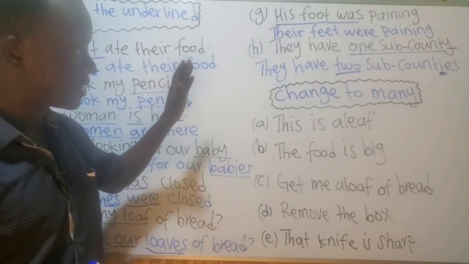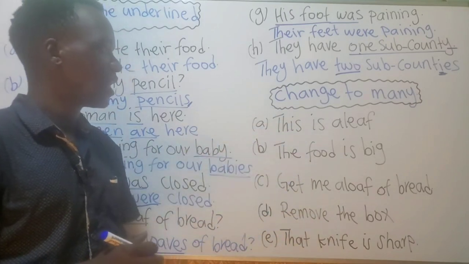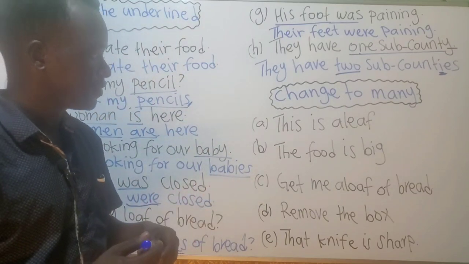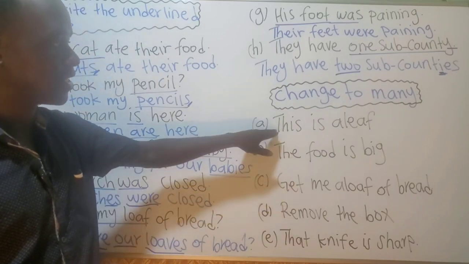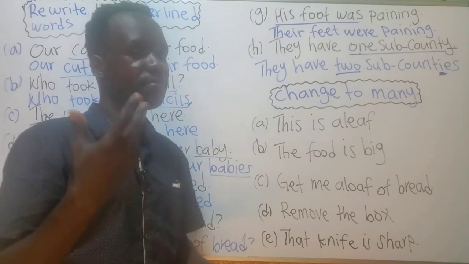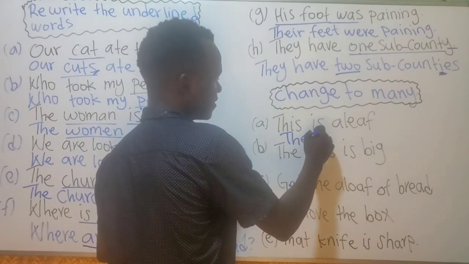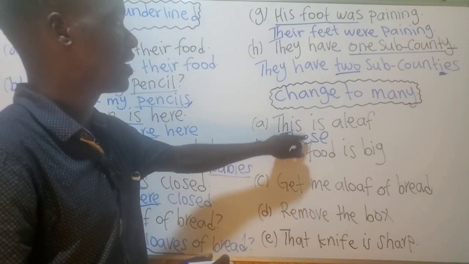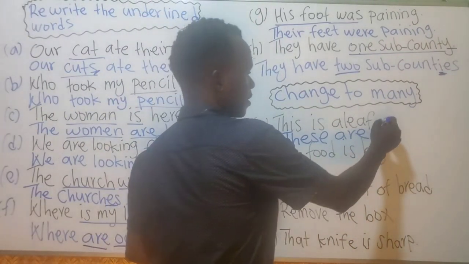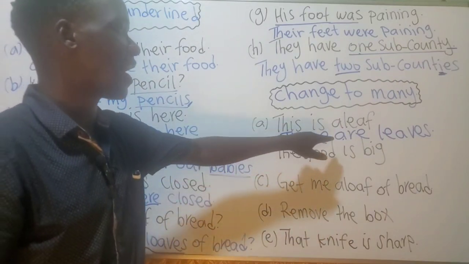Okay, then last but not least, okay, almost finishing, change to many. They have some sentences here and they want you to change them into plural. Okay, into many. Yes, we shall change it together. Okay, singular, this is a leaf. If someone says this is a leaf, then how can you make it into plural? Okay, this will become these. Let me hope that you are seeing. Is becomes are, and then a leaf becomes leaves. Okay, yes, these are leaves.